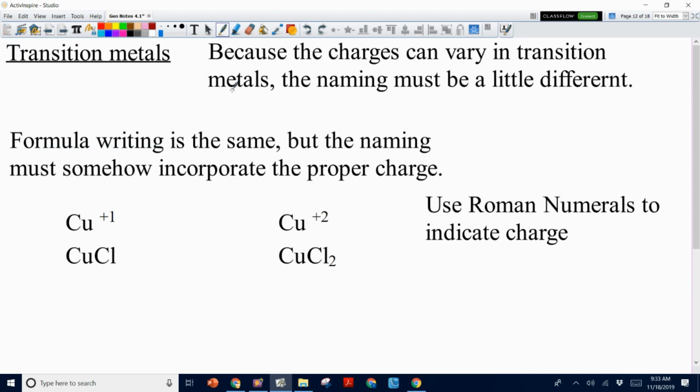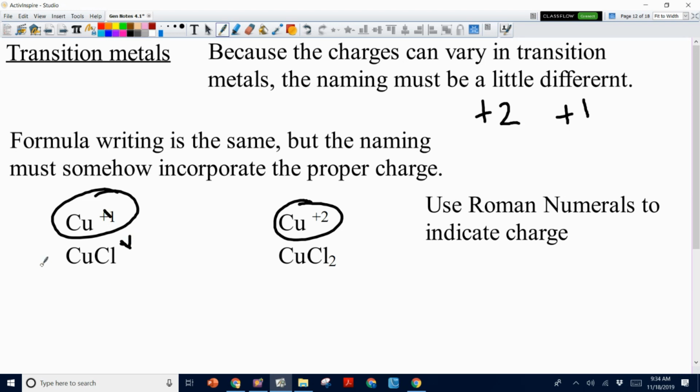All right, on transition metals, it's the very exact same things we've been talking about, but in transition metals, because the charges vary, sometimes we have a +2 for copper right here. Sometimes we have a +1 for copper. Copper changes, okay? So the way that we make the compound is exactly the same. So remember, chlorine has a -1. So these two would cancel out. So we just smash them together. So that's the proper formula for that one.